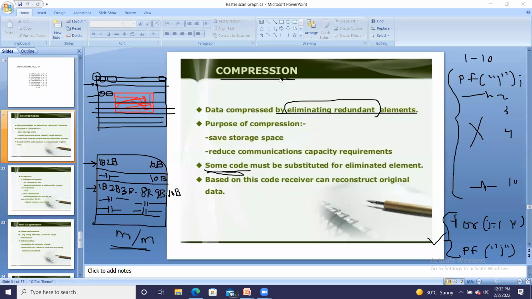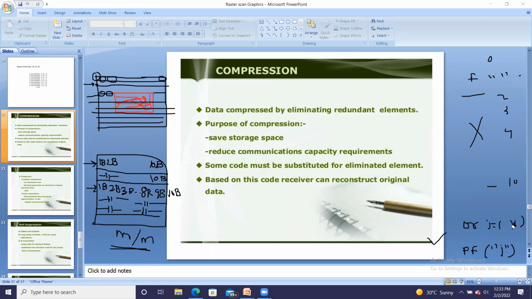Okay, so all of you are getting the meaning of compression now? Yes, ma'am. Right. Okay, so without changing the meaning of the program, we are compressing the file. That is nothing but the compression.